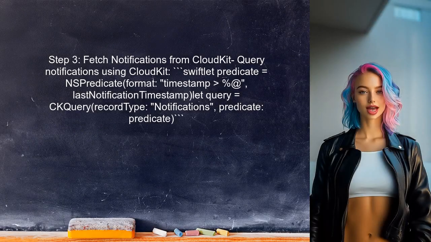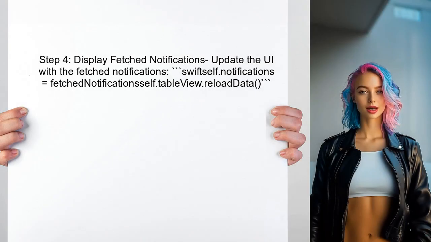Now, when the app launches, the user should fetch the notifications that were received after the last saved timestamp. This can be done by querying the notifications stored in CloudKit. Finally, the user can display the fetched notifications in the app. This could involve updating the user interface to show the new notifications to the user.